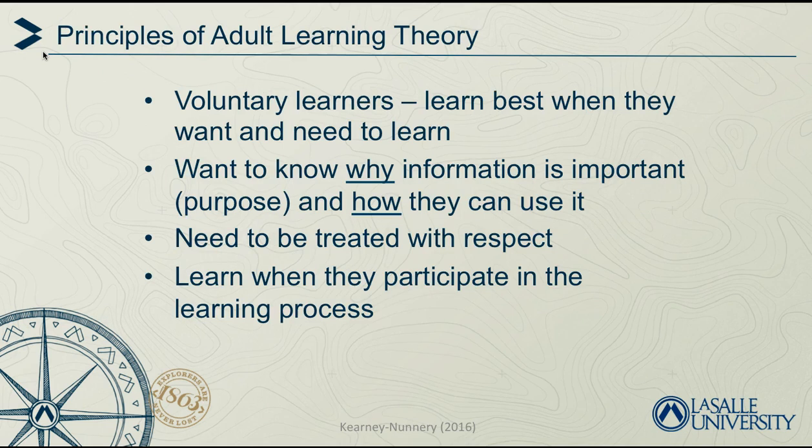Adult learning theory tells us that adults are voluntary learners who learn best when they want and need to learn. They want to know why the information is important and how they can use it. They need to be treated with respect and have their past knowledge and experiences considered, and they learn when they participate in the learning process.